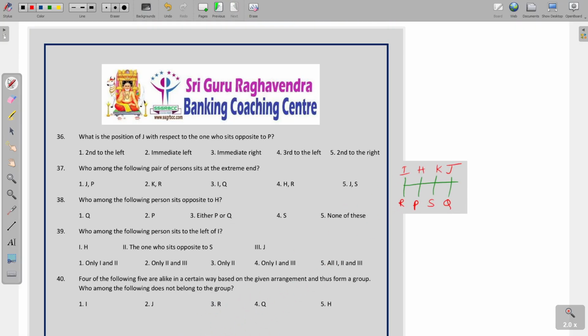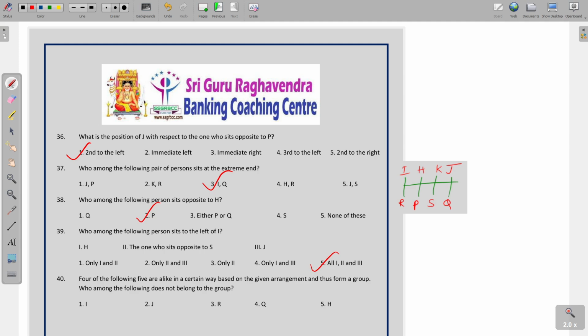See the first question, question number 36. What is the position of J with respect to the one opposite to P? So, J here, opposite to P here, second to the left. Who among the persons sits at the extreme end? So, extreme ends are I and Q. Who among the following persons sits opposite to H? That is P. Who among the following persons sits to the left of I? Left of I: H, K and J. So, the one opposite to S is K, and J. So, all are to the left of I.